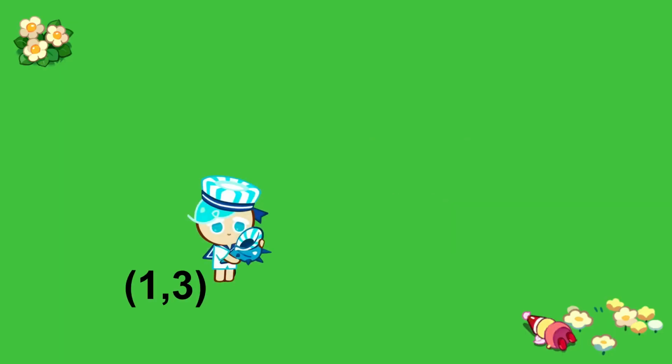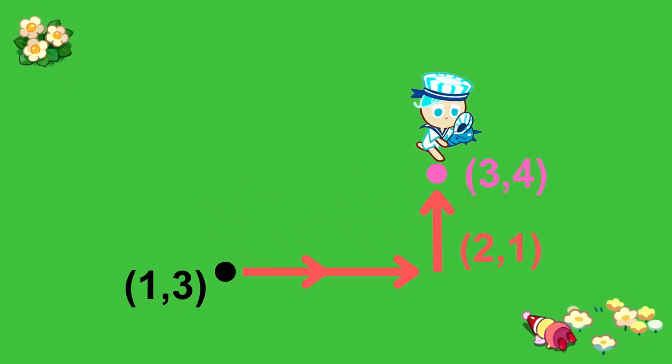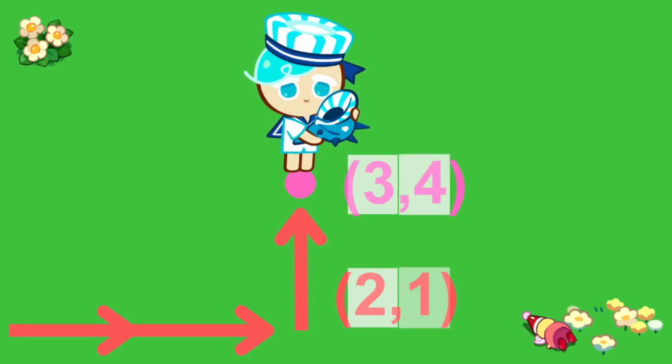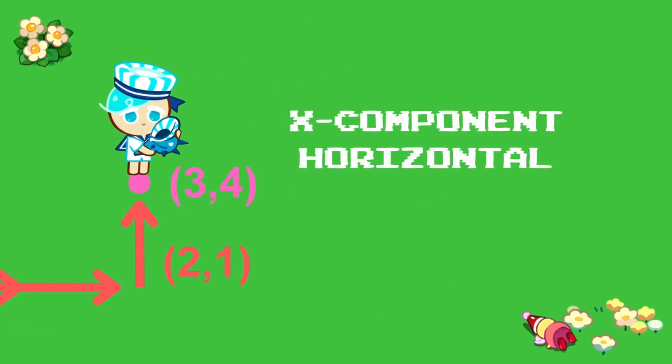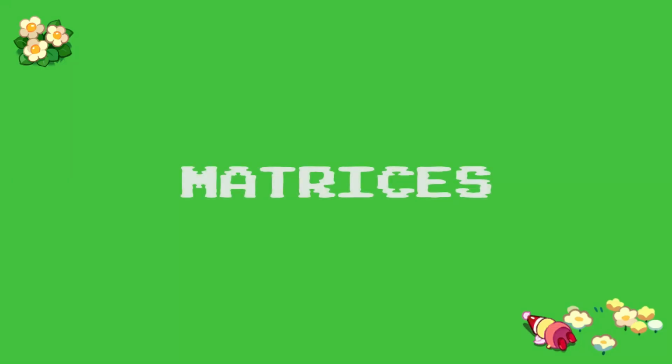Say a character at a position of 1, 3 has the movement vector 2, 1 applied to it. Its final position will be 3, 4. Notice how the x-coordinate of the final position of the character increases by 2, while the y-coordinate increases by 1. So, the x-component tells us how far the character moves in the horizontal direction, while the y-component tells us the vertical direction. Now that's not all.